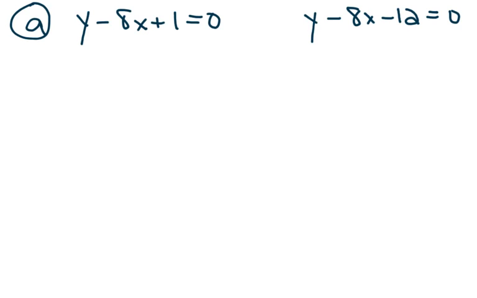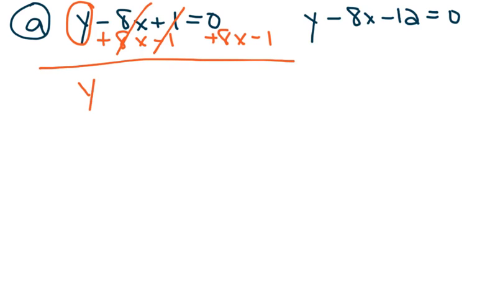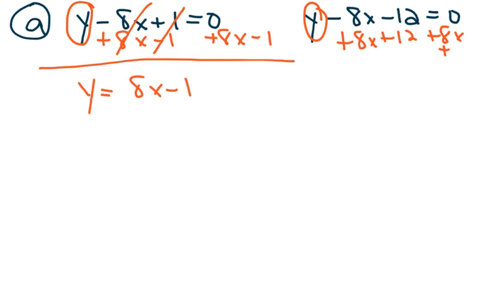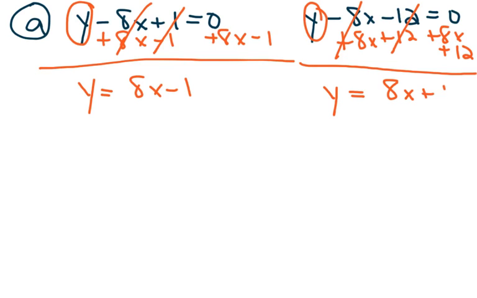Well, now I'm actually going to do more than one step. I want y to be by itself, so I'm not only going to add the 8x, but I'm going to subtract the 1. So these go away, and you're left with y is equal to 8x minus 1. For the other equation, you're going to add the 8x, and you're going to add the 12. So they go away from here, and you're left with y is equal to 8x plus 12. So I want you to notice, they have the same slope, but the y-intercepts are different. That is parallel lines.